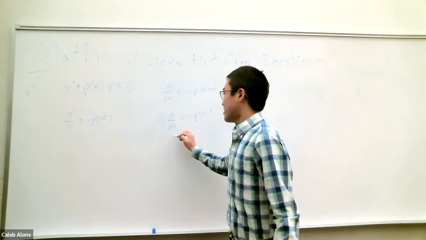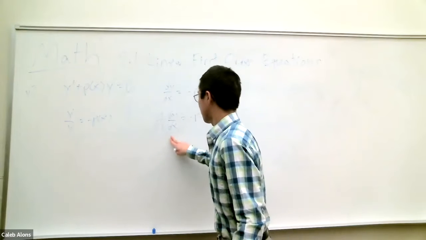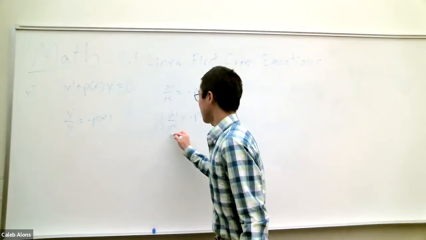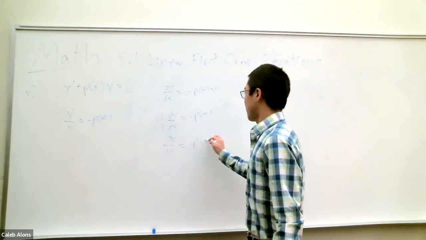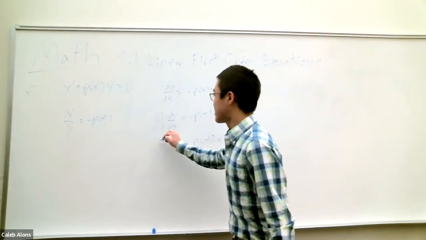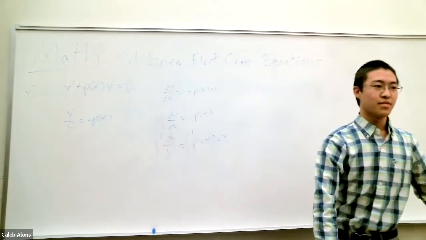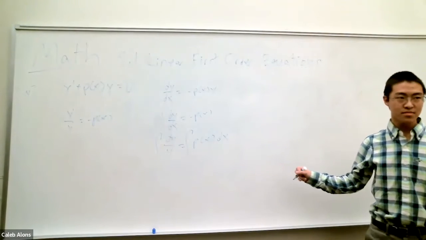But then before we're able to integrate, we put it into the differential form. And so you have dy over y is equal to negative px dx. And so then we end up integrating this. Okay, does that make sense?